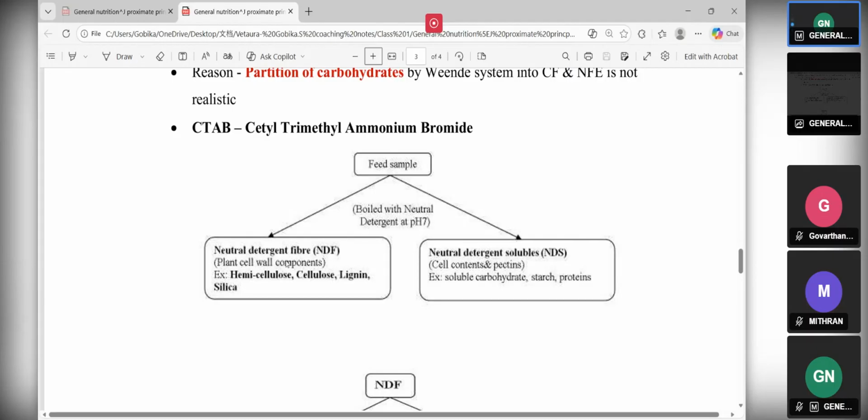The insoluble part mainly comprises plant cell wall components, that is cellulose, hemicellulose, lignin, and also silica content. Then the soluble component, neutral detergent solubles, mainly includes cell content and pectin. So you should know that NDF, neutral detergent fiber, includes cell wall components, but neutral detergent solubles include cell contents and pectins. Fiber will be cell wall. Cell content is mainly made up of soluble carbohydrates, starch, and proteins. The plant cell wall is made up of cellulose, hemicellulose, lignin, and silica.